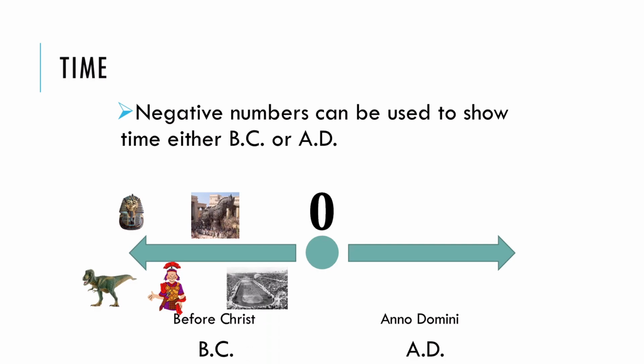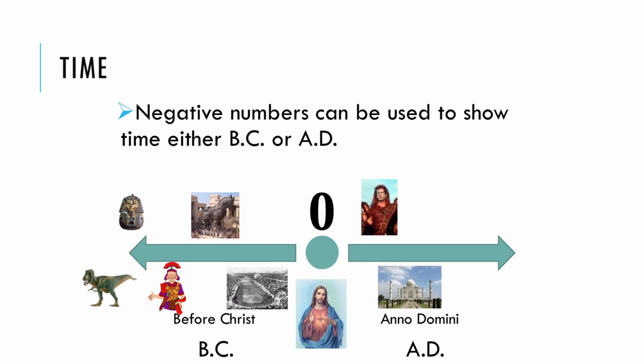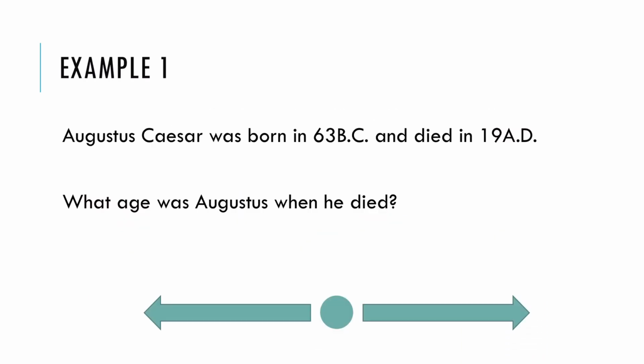And then we have the year 0, and anything after the year 0 is a positive number. Okay, so let's use this timeline to help us. Augustus Caesar was born 63 BC. So this would be negative 63. This would be BC time over here, negative 63. He died in 19 AD. So 19 would be in AD time, which is over here.